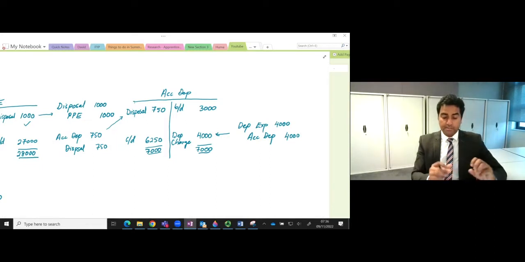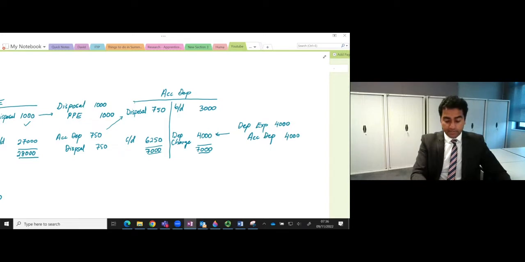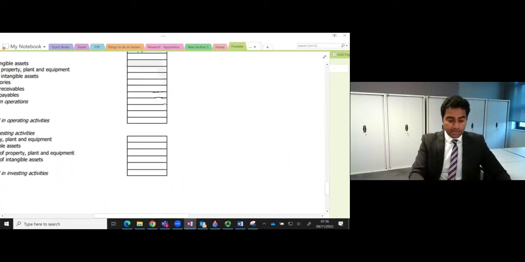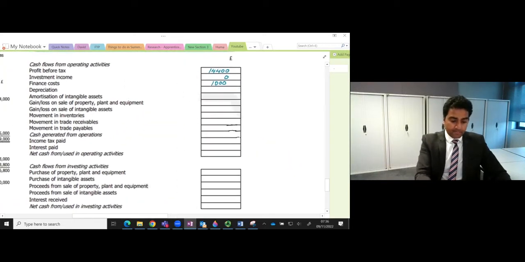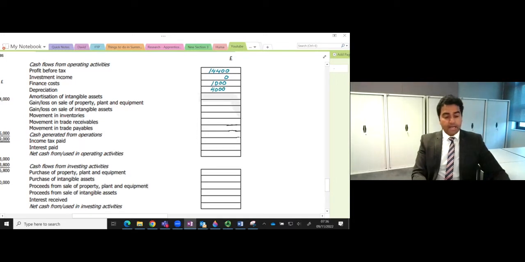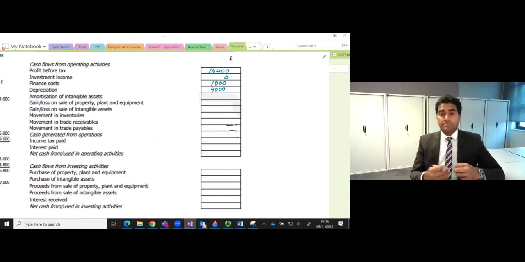So now I have worked out that my depreciation charge for the year is 4,000. This 4,000 is going to go into my format, and I will be adding 4,000 back in my cash flow statement. And the reason we are adding it back is because this 4,000 was deducted from the profit, which pushed my profit down. Now I'm going to add it back because depreciation is a non-cash expense. So we have to add it back to push the profit back up.